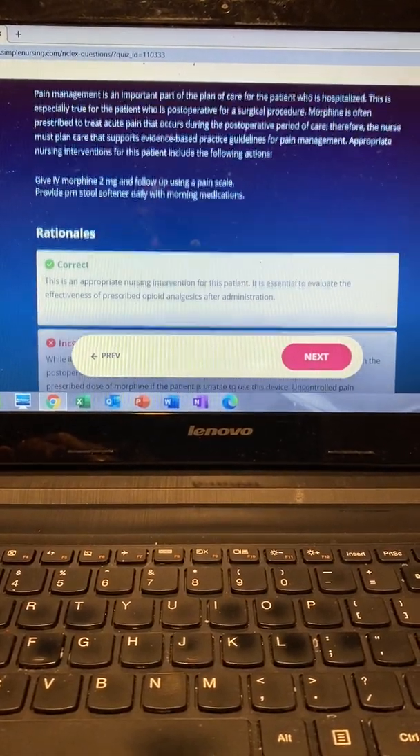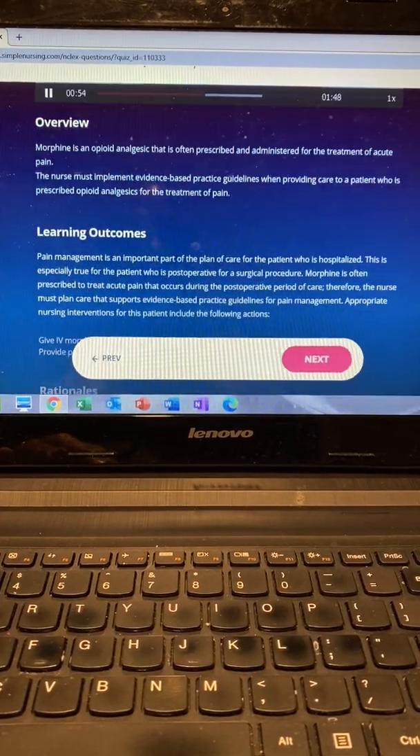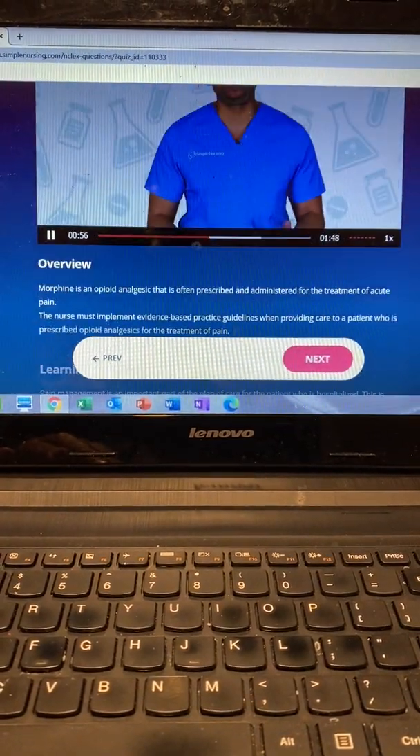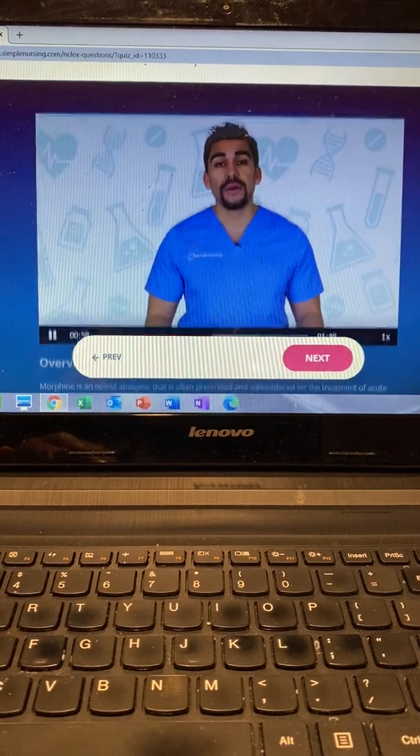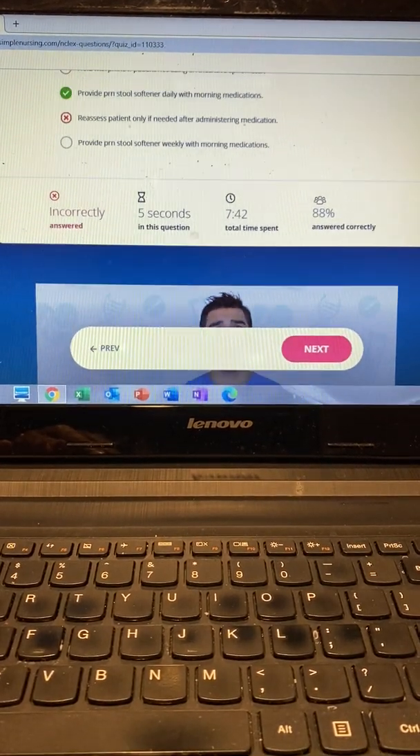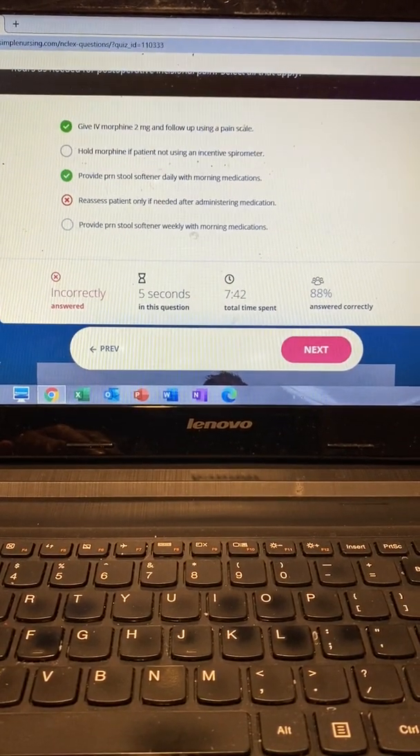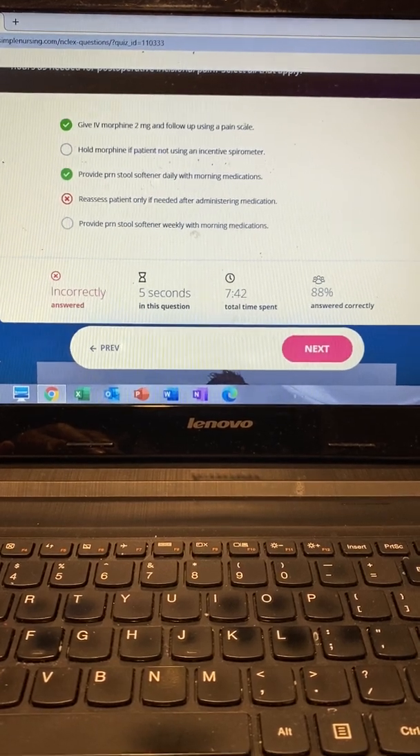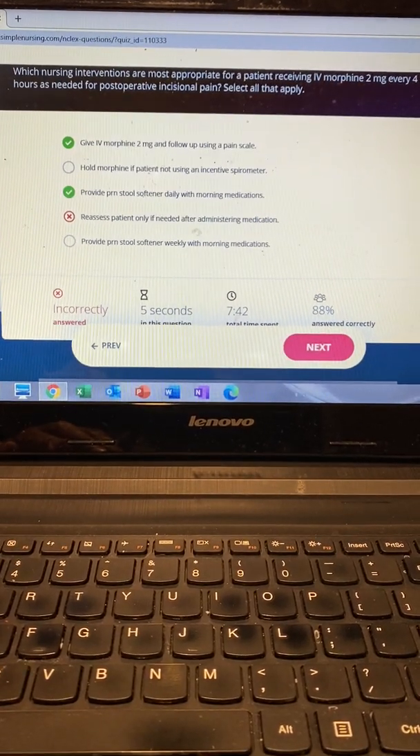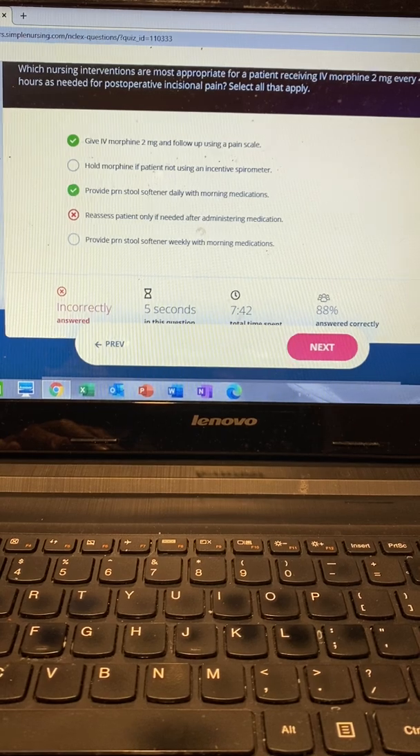So option number 1 is correct. Giving the meds and assessing for pain. So it's a pain medication. We always do an assessment before we give anything, but a pain assessment is always key. Now, option number 2 is incorrect here. Morphine should be given PRN or as needed.